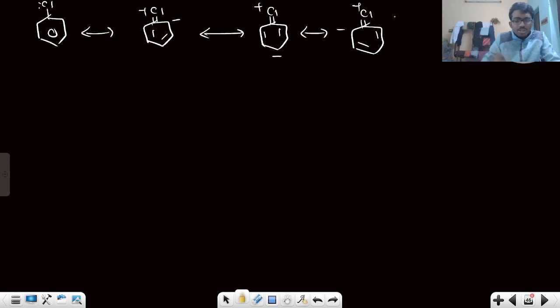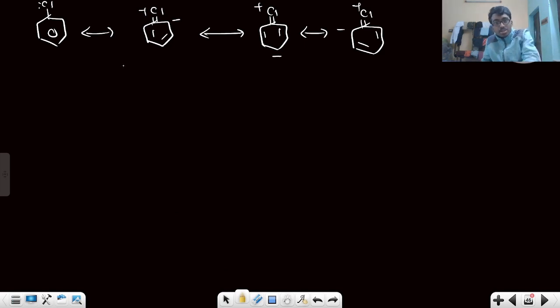Now wherever there is high electron density, that position is known as the ortho and para position. So this is also going to attach to the ortho para position, but this is not an activating group. Why? Because Cl is highly minus I, so it will be a deactivating group. Clear? This is the main case where you have to remember.